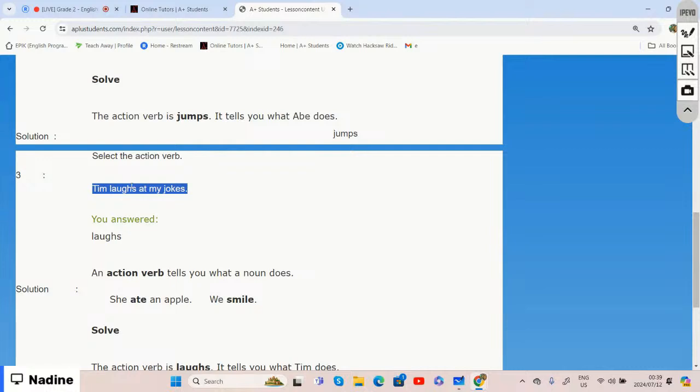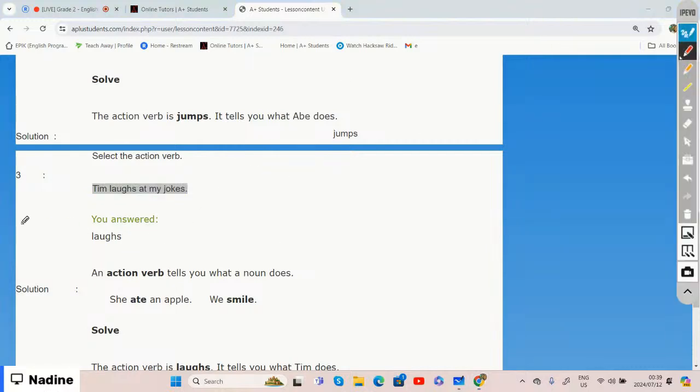All right. So if we were to choose the correct option, we will say laughs is our action verb within that sentence. Laughs, because it tells us what Tim is doing. He laughs at my jokes.